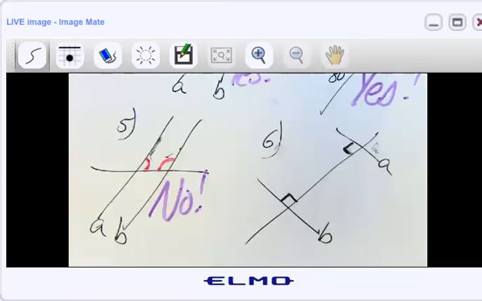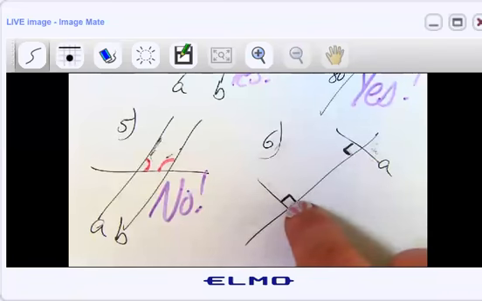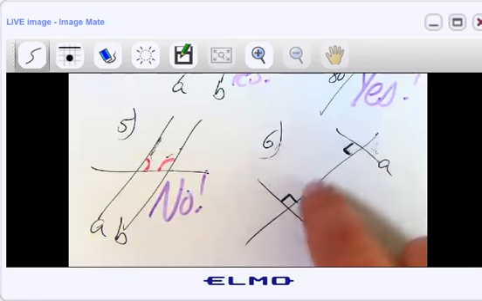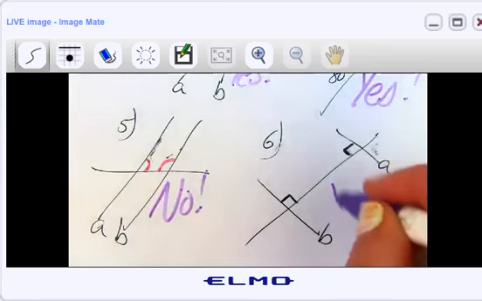Got a yes vote. Yes. Because I now know that these are both 90s, right? Because they're marked with a little box. So the box tells me that they're 90. So 90 plus 90, I know, adds up to be 180. That's why 6 is going to be a yes, where 5 was a no. I hope that makes sense.